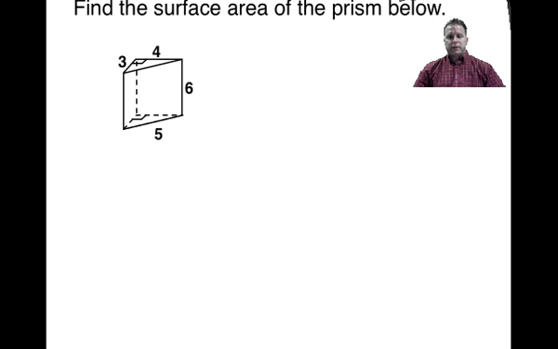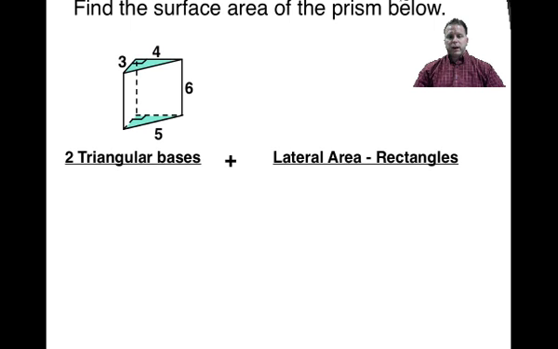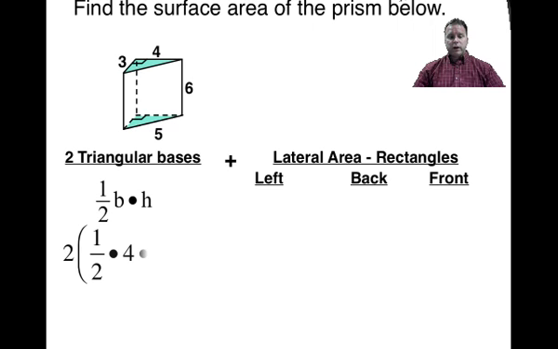Okay, hopefully you paused and hopefully you tried it on your own. So we have two triangles, and remember we have the lateral areas, which are rectangles. We have a left, a back, and a front. You might use different names for them, but it's all the same thing. Again, the area of a triangle is 1/2 base times height, and we have two of them, so we're going to do 2 times 1/2 times 4 times 3, and we get 12 again.